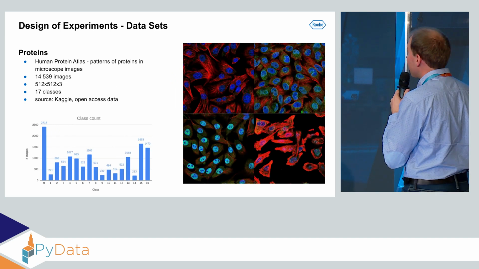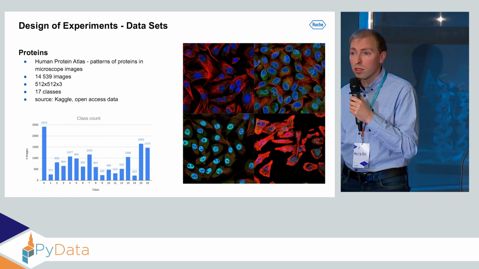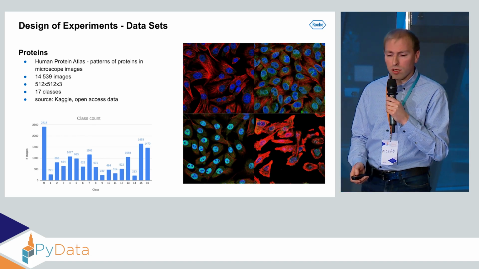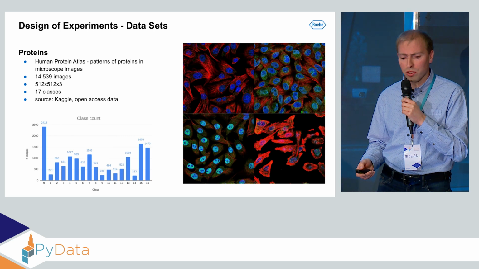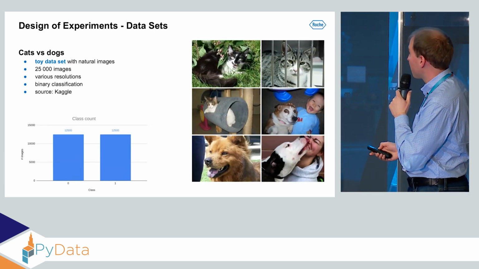And the third dataset, these are microscope images coming from the Human Protein Atlas. And this is also a fairly small dataset with less than 15,000 images. They are spread across 17 imbalanced classes.